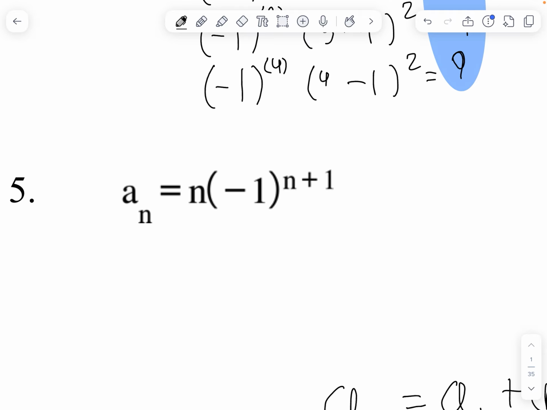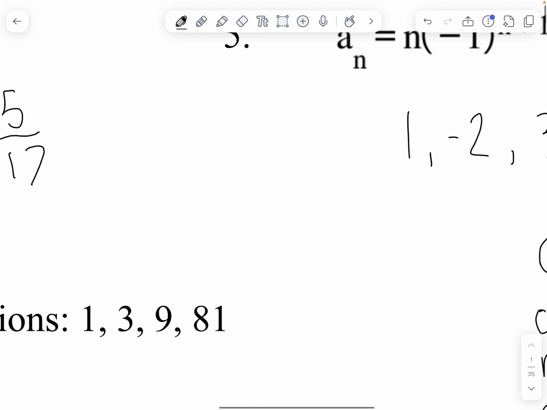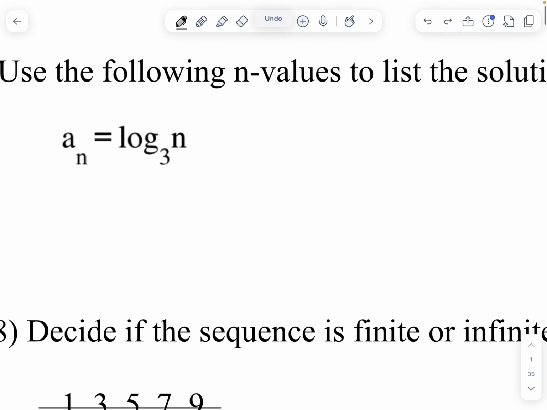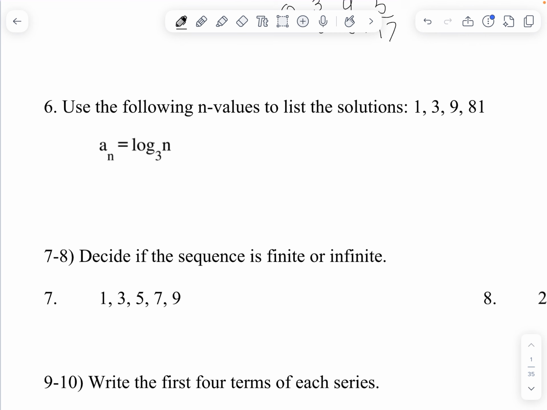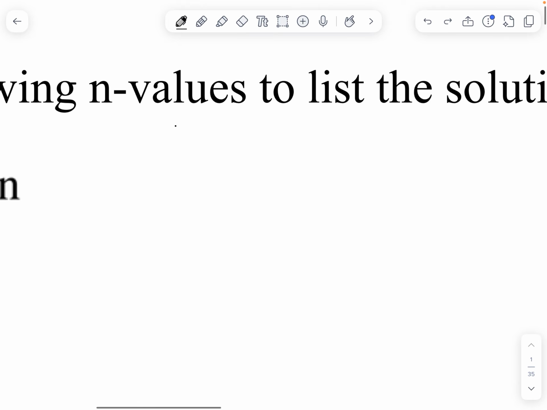Okay, so the answer is 1, negative 2, 3, and negative 4. Okay, on to question 6. So question 6 asks something different, right? It says, what values does a of n equal such that you get these values? So what values of n could I plug in to get these values, right? So you could very easily just solve, right?